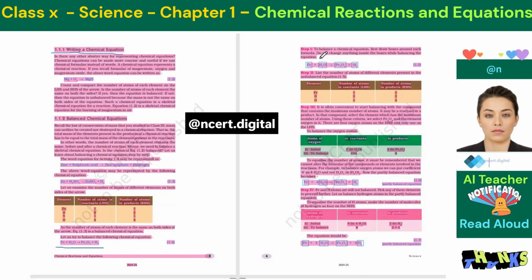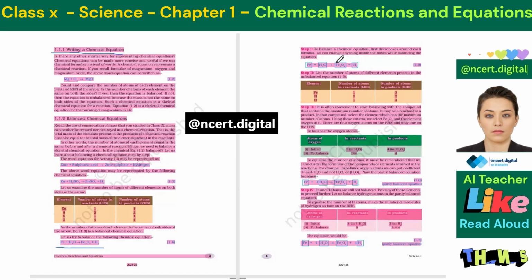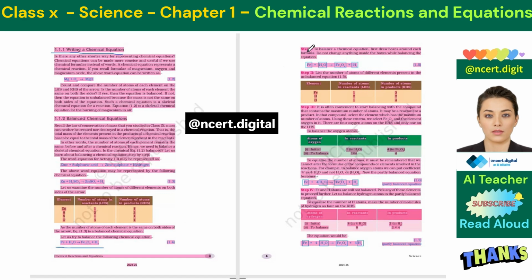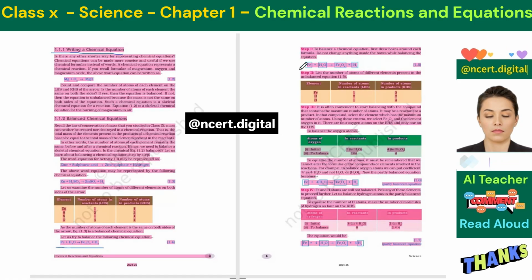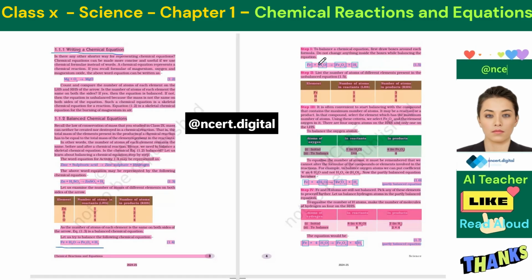Let us try to balance the following chemical equation: Fe + H2O → Fe3O4 + H2 (1.4). Step 1. To balance a chemical equation, first draw boxes around each formula. Do not change anything inside the boxes while balancing the equation.